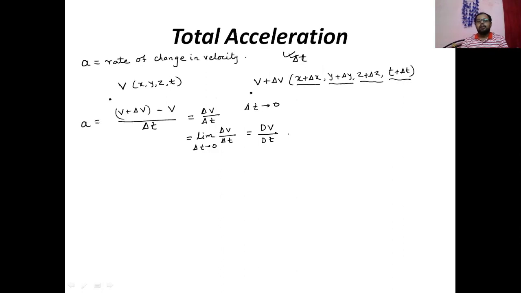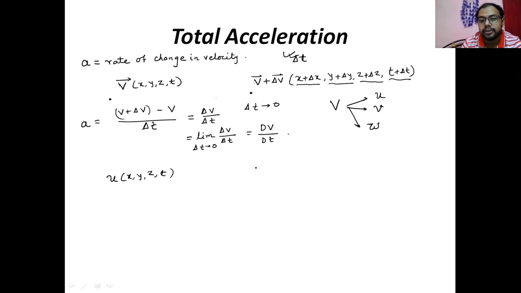So we are talking about velocity. Now think about the velocity also having 3 components. If we resolve the velocity in a Cartesian coordinate, along the x-axis it is u, along the y-axis it is v, along the z-axis it is w. So here, v is a vector quantity. One by one, initially along the x-axis the velocity was u, which is a function of x, y, z, t, and the final velocity is u plus delta u, which is a function of x plus delta x, y plus delta y, z plus delta z, and t plus delta t.